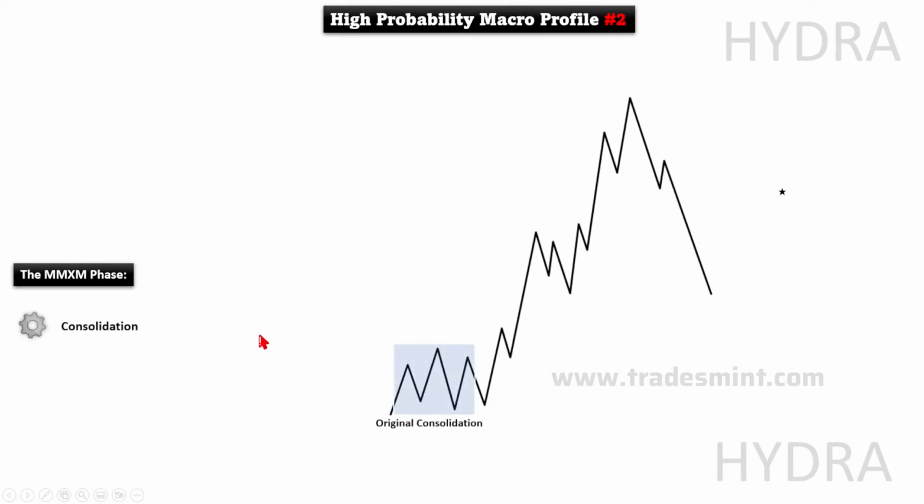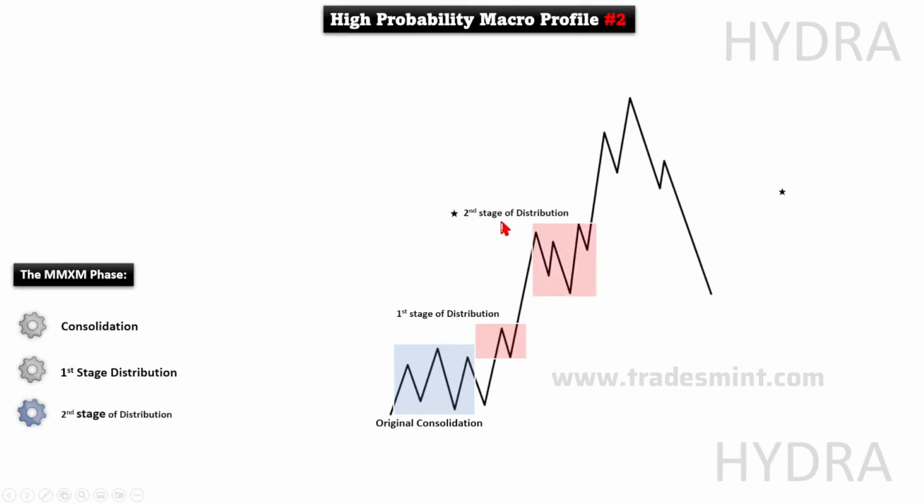So the first profile, the first phase in our market maker buy model. Okay, here we have a market maker buy model. In this market maker buy model, we'll have the first phase as a consolidation. The second phase will be the first stage of distribution. I'll explain a lot more about this. Okay, just wait. Then we'll be looking at the second stage of distribution. Our last profile will be smart money reversal, SMR.